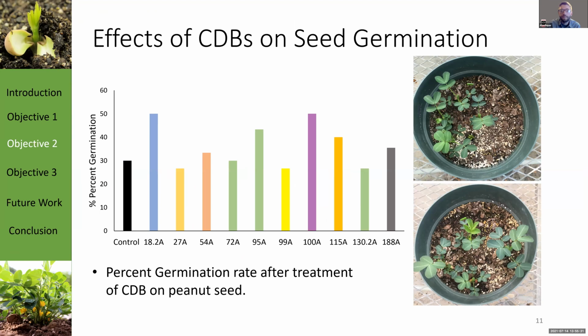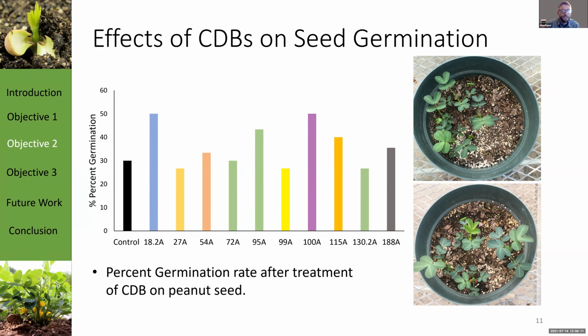So part of that is actual application onto the seeds, and we wanted to determine if these CDBs had any effect on seed germination. So this is a random block design within our greenhouse where the seeds were soaked for 30 minutes in the CDB suspension and then repeated 3 times. And so looking at the study control, which was just water in this case, compared to many of our strains, a lot of these strains, 18.2 and 100A, increased the germination rate significantly compared to the control.